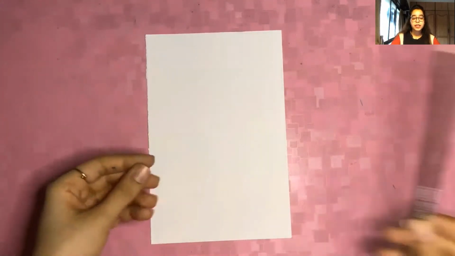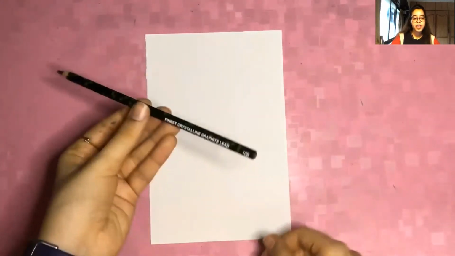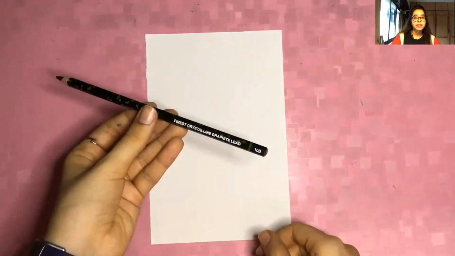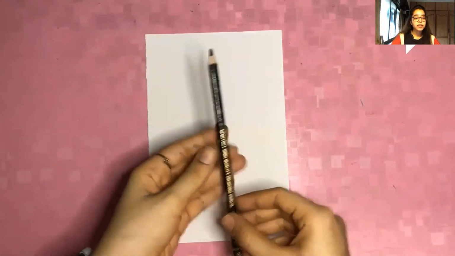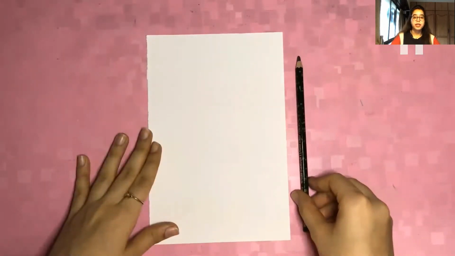second material that we need is a pencil. So this is a normal drawing pencil that I have. And carefully listen to me. This is the most important art material of this class. So just make sure that all of you are having a pencil with you.